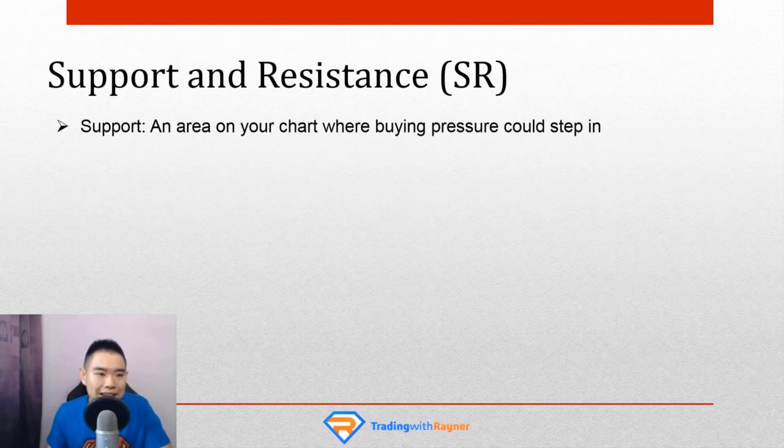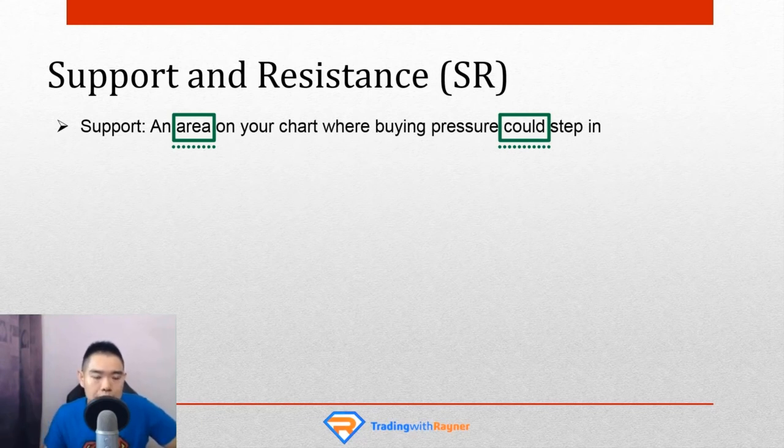So support is an area on your chart where buying pressure could step in. I didn't say must, right? Because in trading, nothing is guaranteed. Trading is all about probabilities, never certainty. So it's an area on your chart where buying pressure could maybe come in to push the price higher.